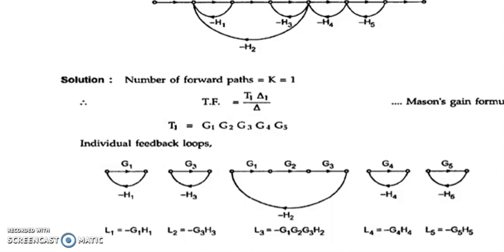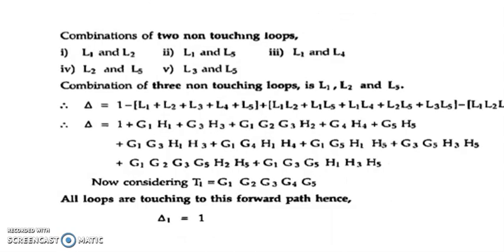Now you consider another example. In this particular example, what we have is only one forward path, which is G1, G2, G3, G4 and G5. And what we have is individual loops L1 minus G1 H1, L2 minus G3 H3, L3 minus G1, G2, G3 and H2, and L4 minus G4 into H4 and L5 minus G5 into H5.